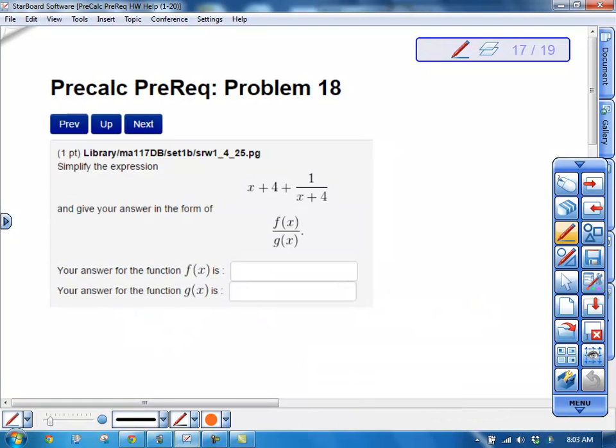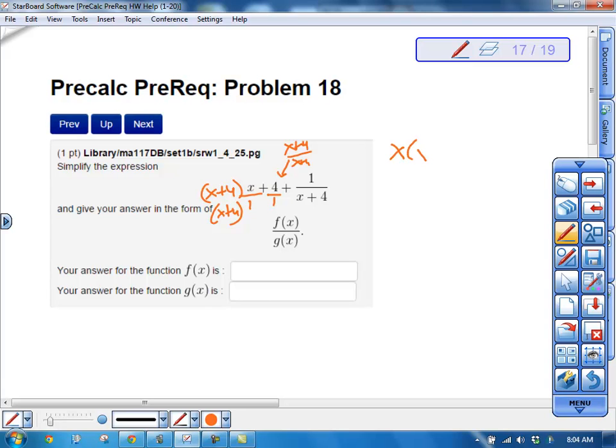Next question wants you to simplify this so that you just have one expression in the numerator and one in the bottom. All right, so what you do is you multiply the top. This is really x over 1 and 4 over 1. So you have to multiply the top and the bottom of this by x plus 4. And then the same thing with this. Multiply the top and the bottom of that one by x plus 4. And the reason why is because you need a common denominator.